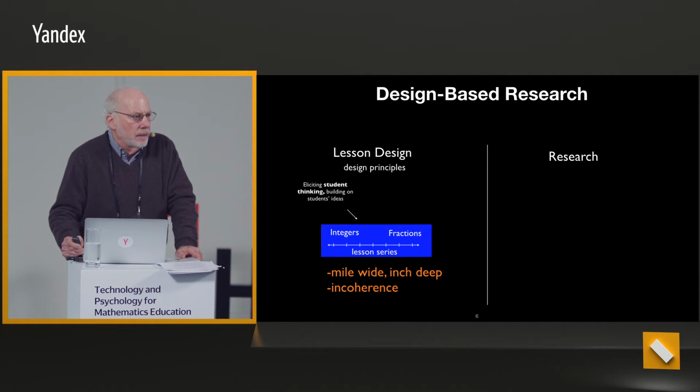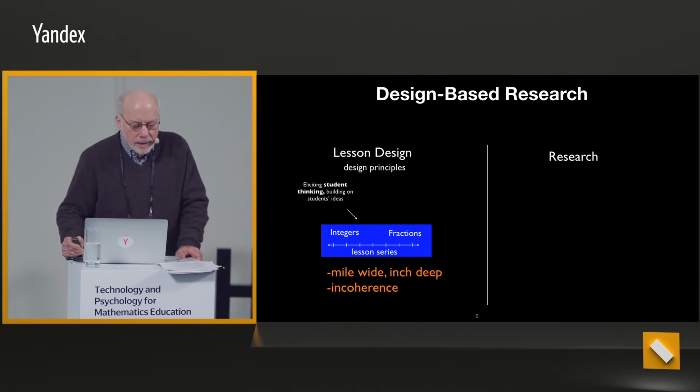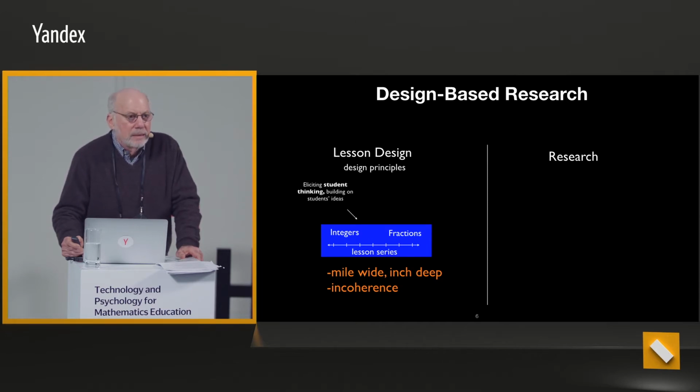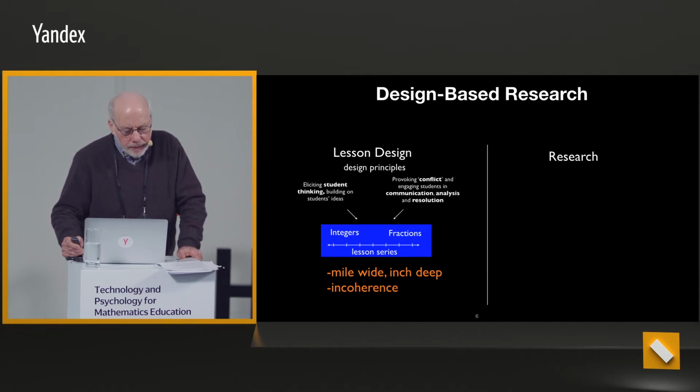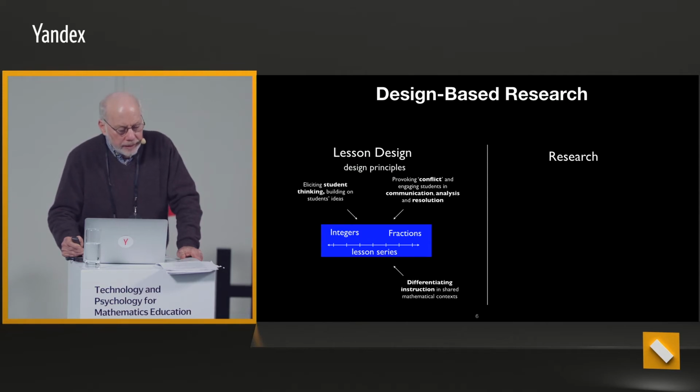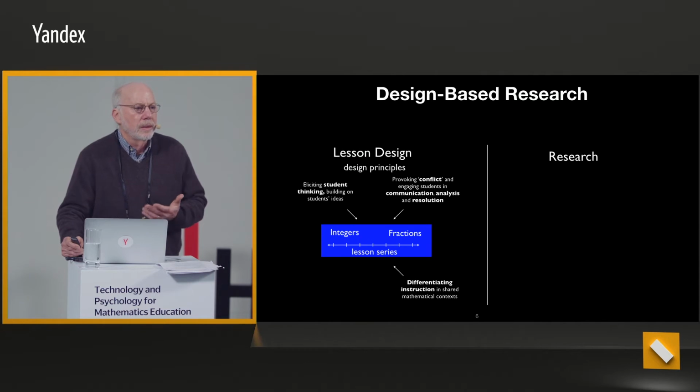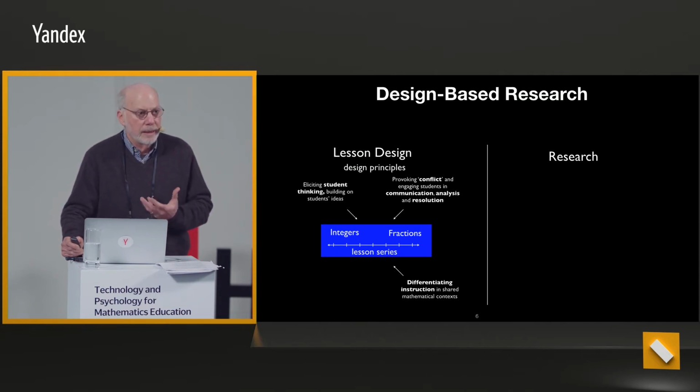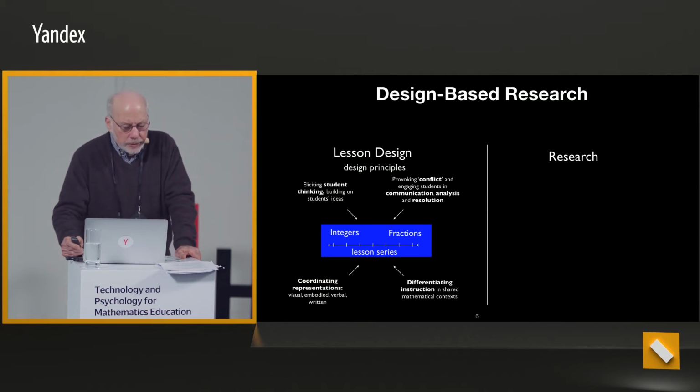We also then focused on four design principles in designing our lessons: eliciting student thinking, building on students' ideas. All of these principles you'll recognize as just core ideas in research and theory and in mathematics instruction. A second is provoking intellectual conflict and engaging students in communication, analysis, and conflict resolution. A third is differentiating instruction in shared mathematical contexts, meaning that all students, whether you're English learners or English proficient, or whether you're previously high in achievement or low in achievement, are participating in the same lessons, but those lessons have anchors for diverse groups. And finally, coordinating representations, whether visual, embodied, verbal, and written, around the same kinds of mathematical problems, so that representations are integrated and corroborate, support one another.